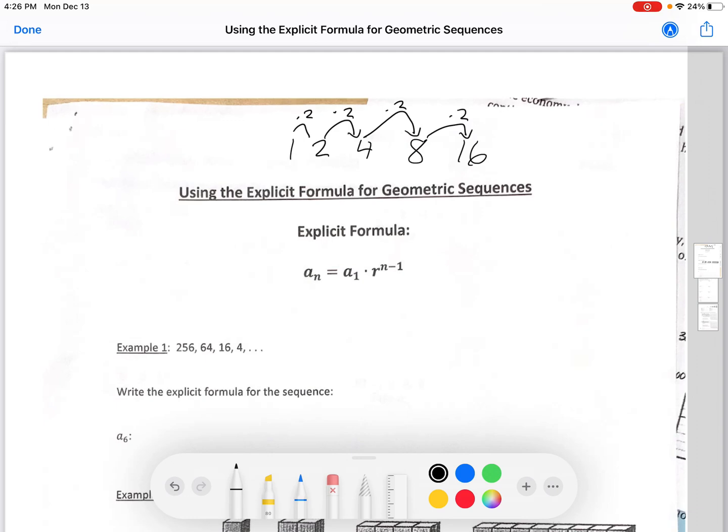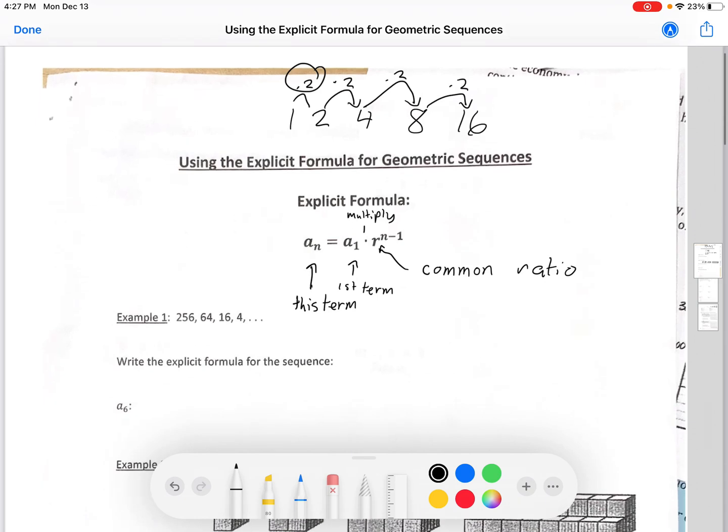Now, we used the recursive formula to figure these out before, but the recursive formula can take a long time to find higher numbers. So we have the explicit formula to help us out with that. A sub n, which is this term, is going to equal the first term times r. Now, r stands for the common ratio. You'll recall the common ratio is the number you have to multiply to get to the next term. So above, it was 2.